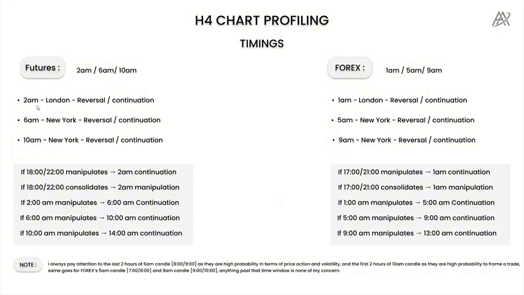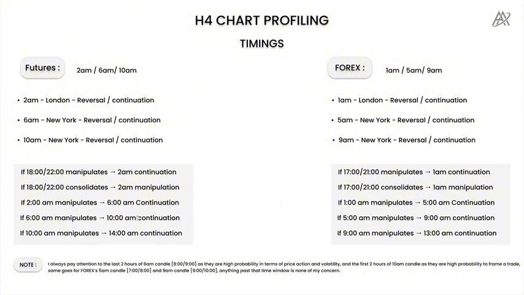So the 2 a.m. candle represents the London session, right? It can either be a reversal or a continuation based on what the Asia session did, right? 6 a.m. represents the New York session, right? It can either be a reversal or a continuation. Same as 10 a.m., it represents the New York session, can be a reversal or a continuation, right? Same with forex. The 1 a.m. candle typically represents the London session, which can either be a reversal or a continuation. 5 a.m. represents New York. 9 a.m. represents also the New York session. That can either be a reversal or a continuation, right?